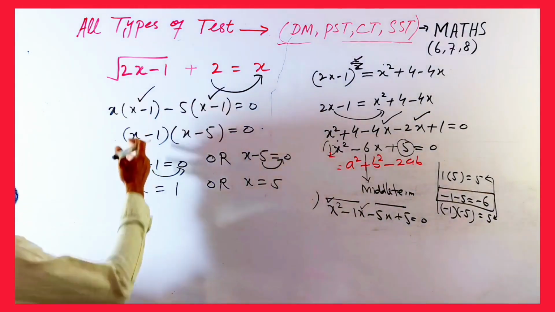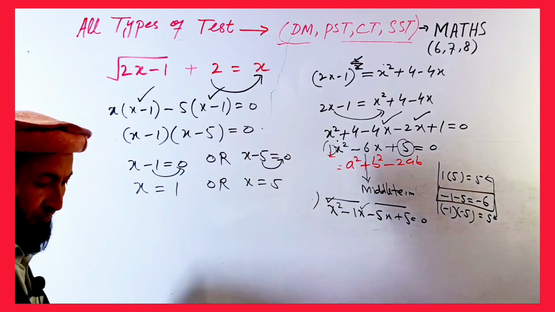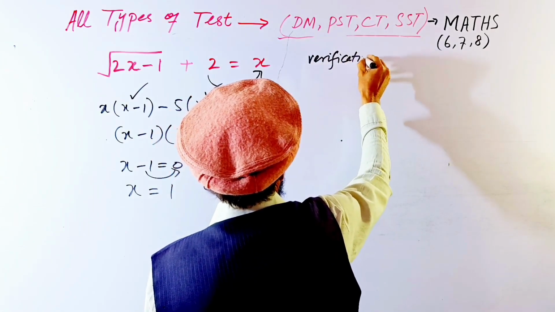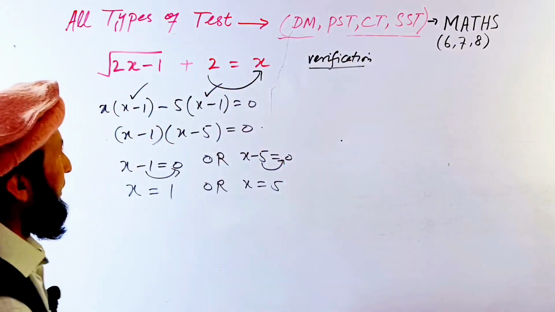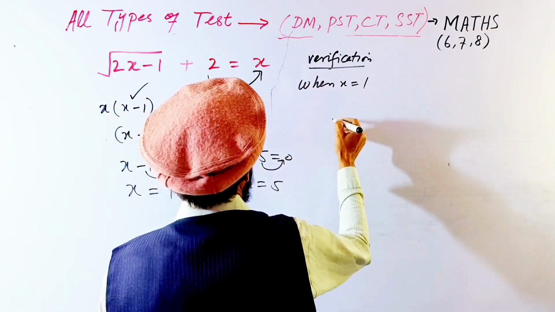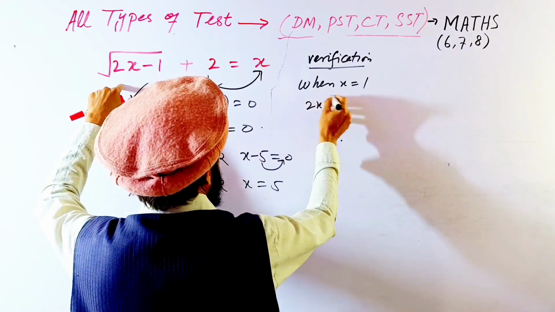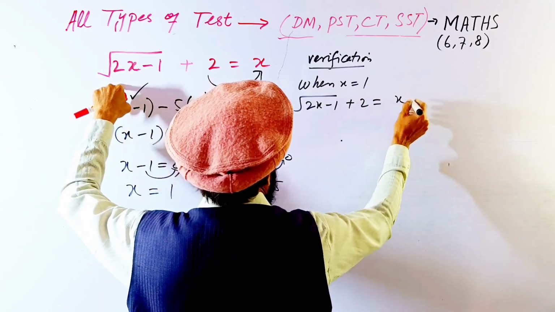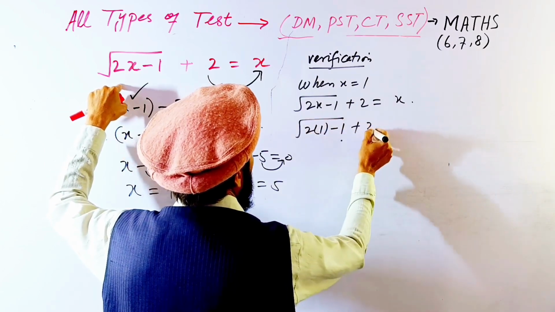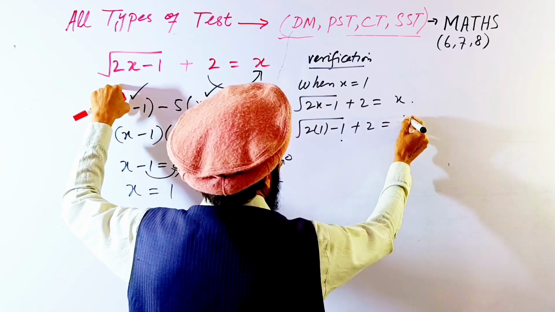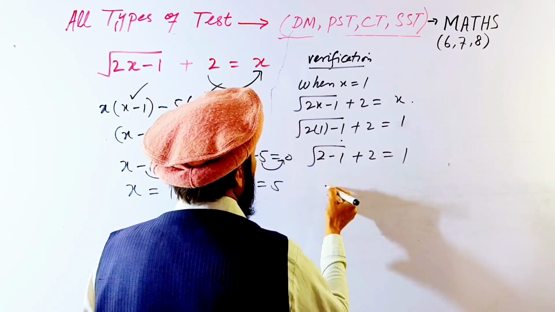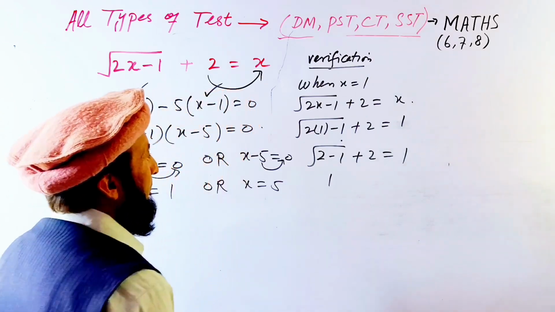Now, in a radical equation, we must verify our answer. We want to check whether our answer is correct or not. Take x equal to 1 in the original equation, the square root of 2x minus 1 plus 2 is equal to x. We plug in the value 1, so we get the square root of 2 minus 1, plus 2, equal to 1. Here we get 1.